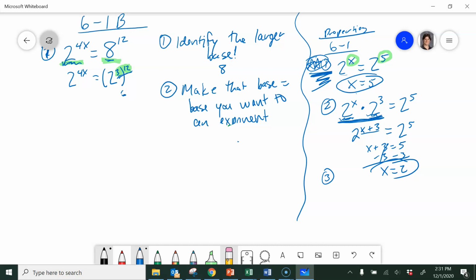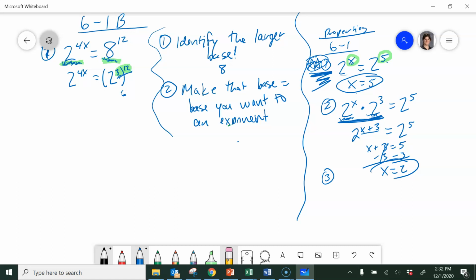In order to be able to solve this, though, the problem is that if these have two different bases, a 2 and an 8, I can't just set their exponents equal to each other. I need to make them have the same base. That is a two-step process. First, you need to identify the larger base. So in this case, the larger base was 8.